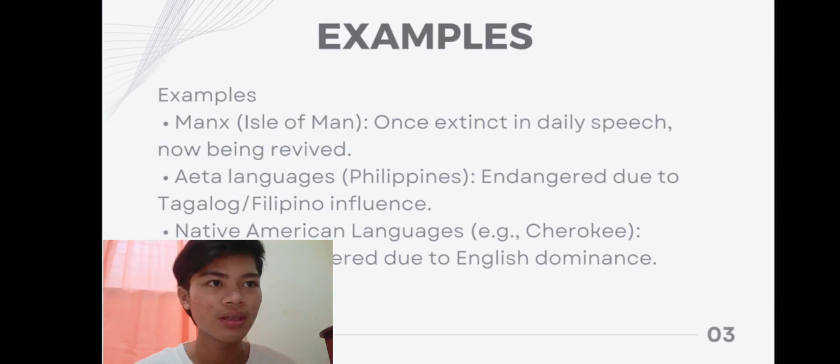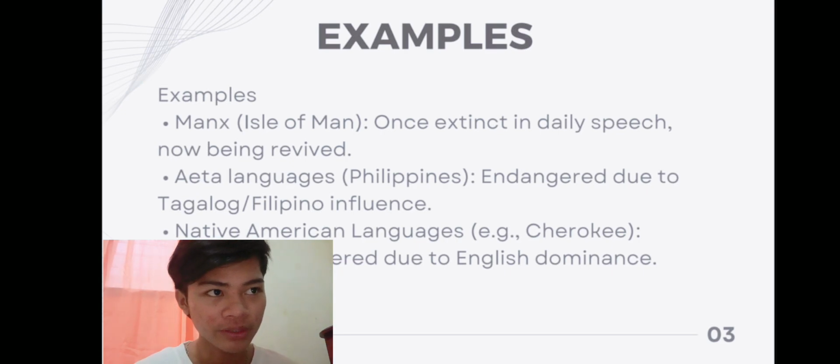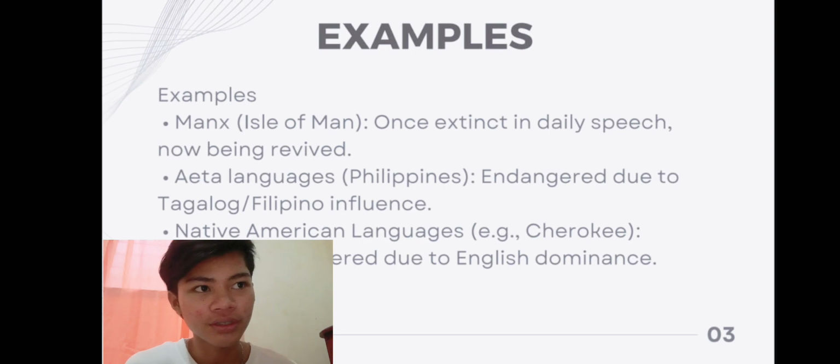For example, Manx, from the Isle of Man, was once dead in daily use but is now being revived by efforts of the community. Ayta or Aeta languages in the Philippines are slowly dying due to the strong influence of Filipino or Tagalog. Native American languages are very endangered, especially because of historical suppression and English dominance.